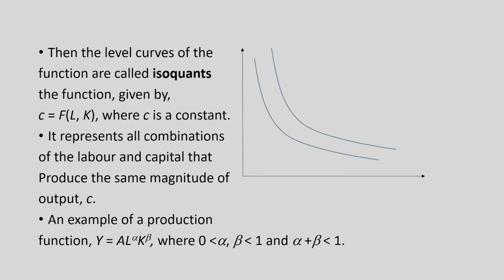The level curves of this function are called isoquants. So, isoquants are given by this equation, c is equal to f of L comma k, where c is a constant. On the 2 dimension, because we know the level curves are projections on the 2 dimension, in this case the projection will be on the LK plane, so labor and capital plane. So, you will have these downward sloping functions which are convex to the origin, right. These functions are parallel, all of them are convex to the origin. These are called isoquants.